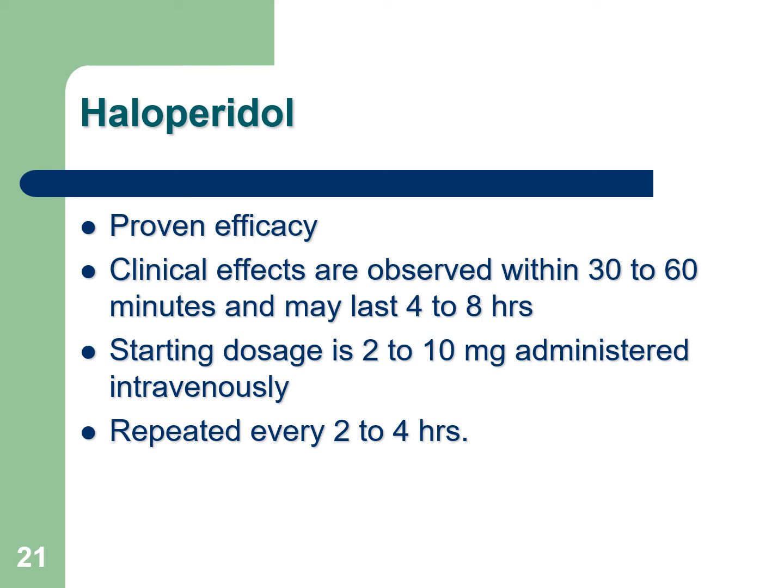Clinical effects of Haldol can be noticed within 30 to 60 minutes and may last up to 4 to 8 hours. A typical dosage of Haldol is anywhere from 2 to 10 milligrams, and it's administered intravenously, and this could be repeated every 2 to 4 hours. You really want to manage the patient appropriately in the ICU, and given the proper medication, especially for the case of delirium, Haldol is the winner.